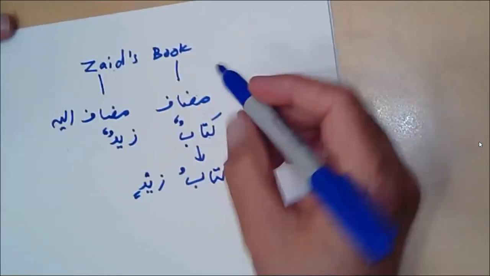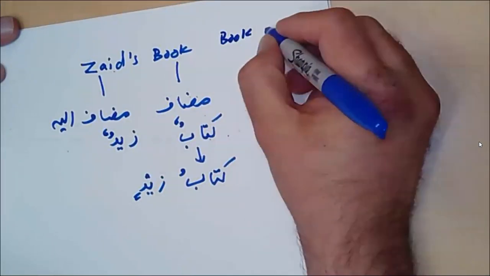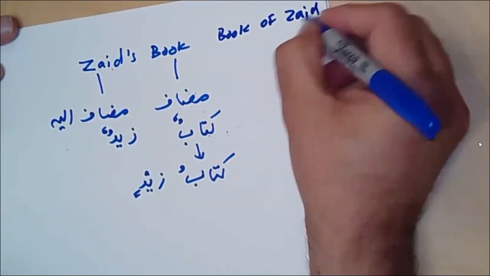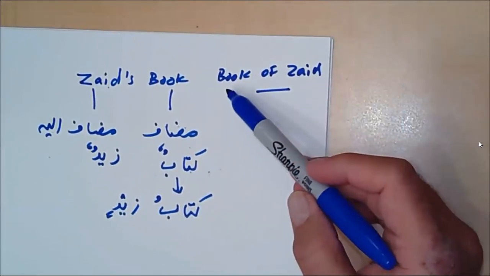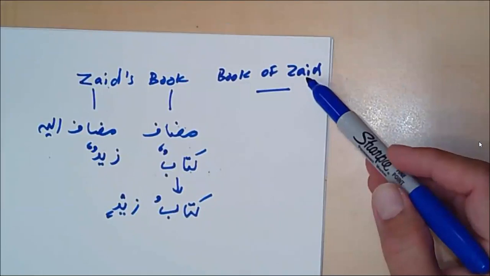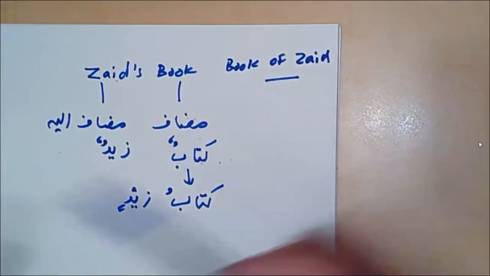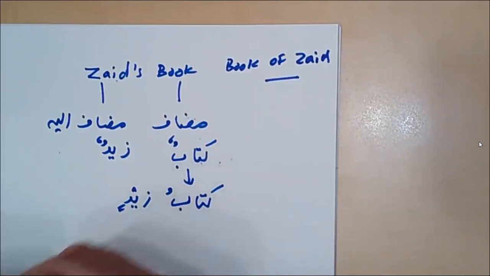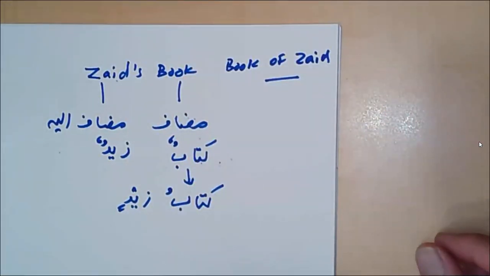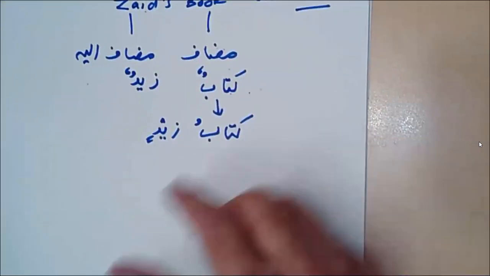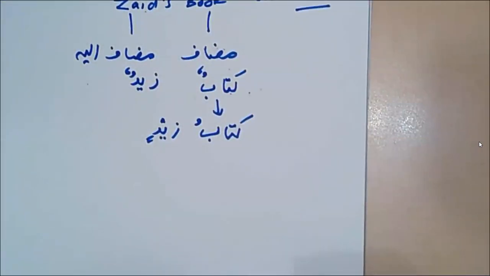Now in English, sometimes you also say book of Zaid. In this sentence, book and Zaid. A lot of distraction in the sound. Whoever thinks that there is a distraction coming, they can mute the mic, and when they want to answer the question, then they can turn it on. Okay. Any questions about this example? No. Okay. Everybody clear on that, right?